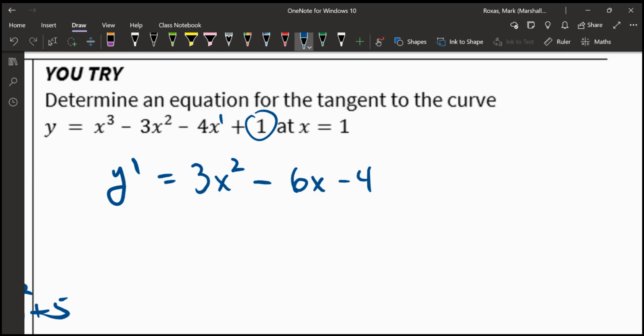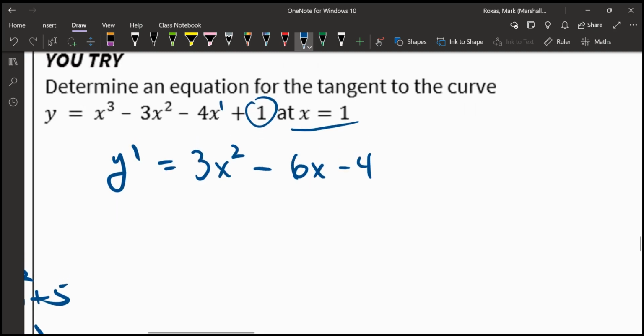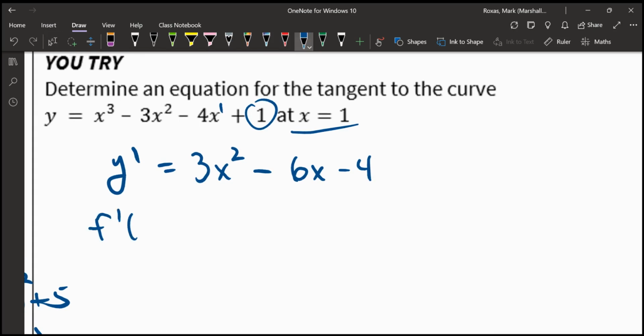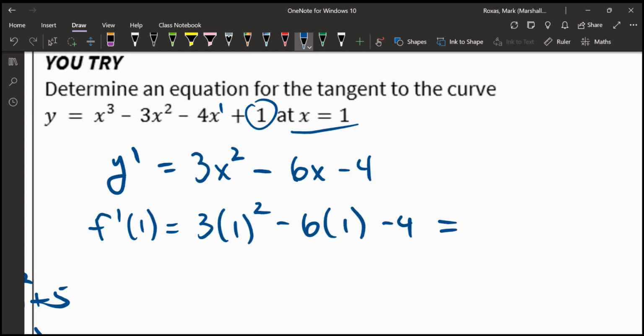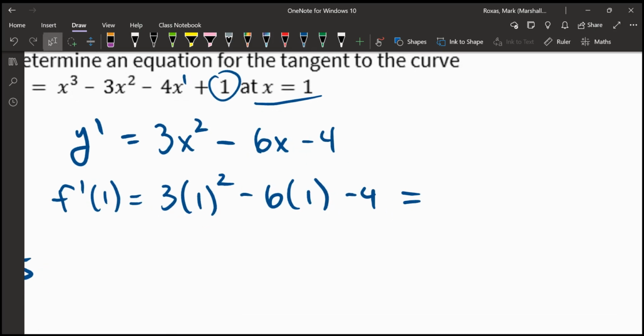And again, what does the derivative tell you? It tells me the slope of the tangent line at any x point. So if I want to know the slope at x equals 1, all I've got to do is plug in my input of 1. f prime of 1 is equal to 3 times 1 squared minus 6 times 1 minus 4. And that's going to equal, let's be proper here, 3 minus 6 is negative 3, minus 4 is negative 7. So there's my slope. That's my slope of the tangent.